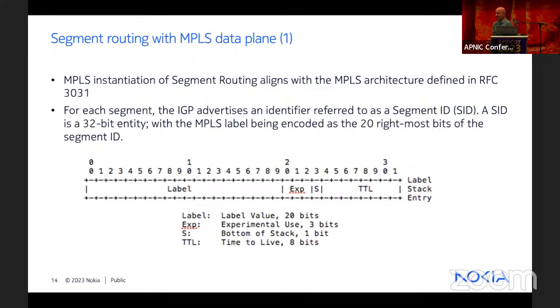It's 20 bits, right? A SID technically is 32 bits. So what we do is in an MPLS network, we constrain the SID to be 20 bits so they can fit inside a MPLS label. That's just a little bit of detail. It's not really important. But the essential point here is that in an MPLS network, the SID is encoded within 20 bits in the MPLS label stack entry. Okay.